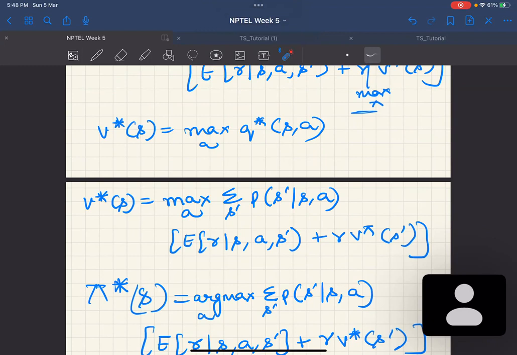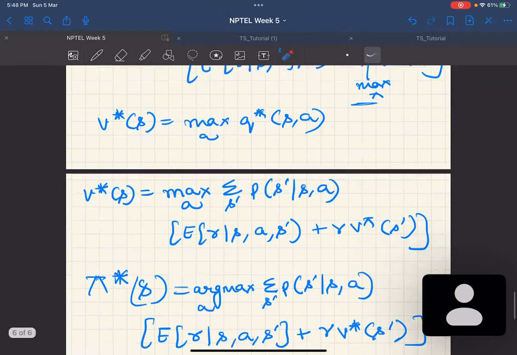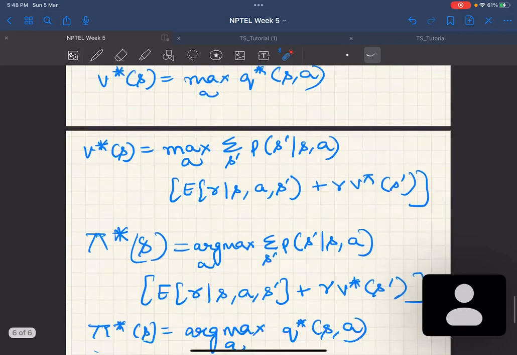You got it? Yes. For a unique value function, I have the unique optimum value. That's why we are writing max. Otherwise, it means we have multiple, and that's why we are writing argmax, right?